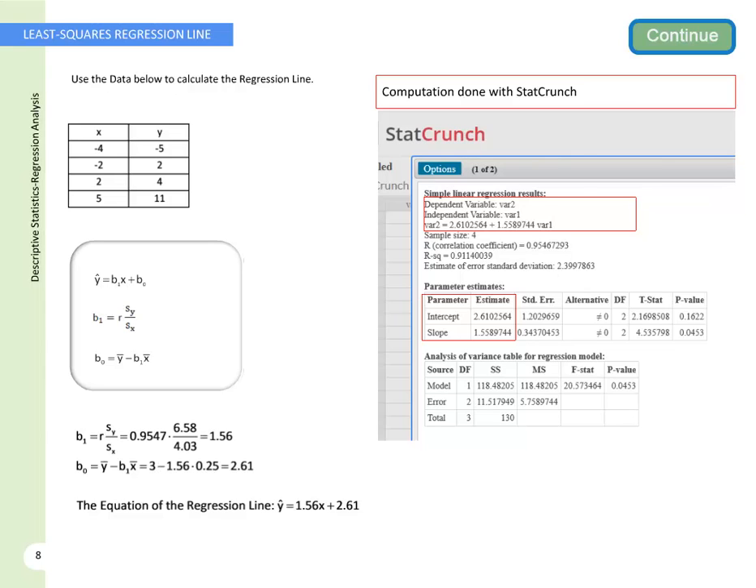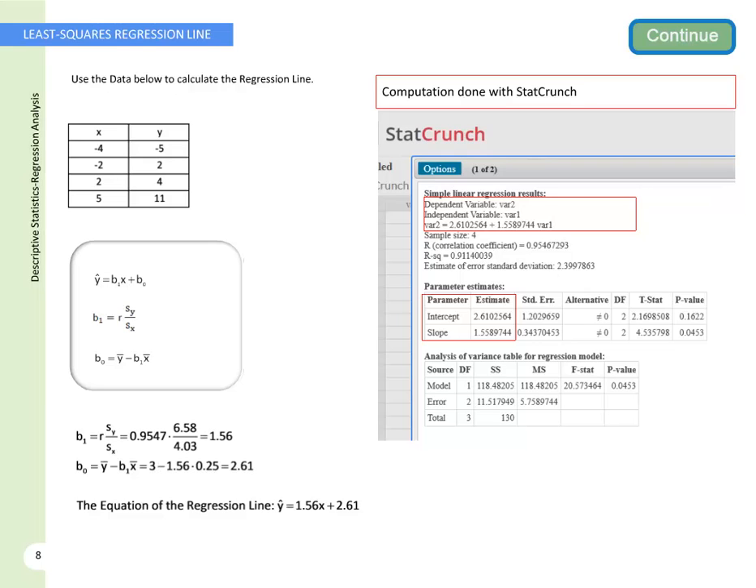In our example b1, the slope of the regression line, is 1.56. b0, the y-intercept of the regression line, equals 2.61. To estimate a y value, we'll use the formula 1.56x plus 2.61, where x is the value we want to get an estimate for.